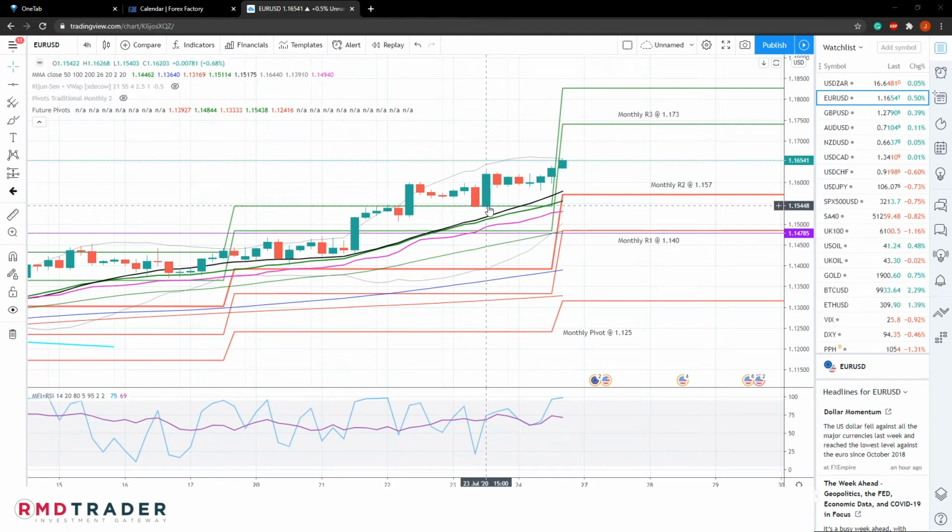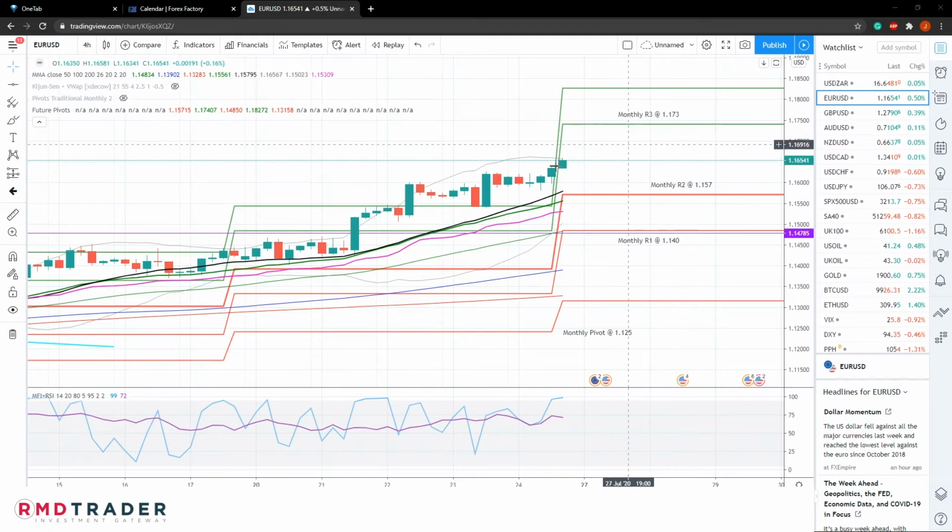This area now, along with our weekly pivot as well as the monthly R2 at 1.17, will now become an area of immediate support. So should we expect a pullback, we can expect price to come back into this area and to retest this area. We have some additional support sitting at our monthly R1 pivot level, as well as our weekly S1 pivot level at 1.140. That will also probably coincide with this dynamic area of support, being the 50 simple moving average.